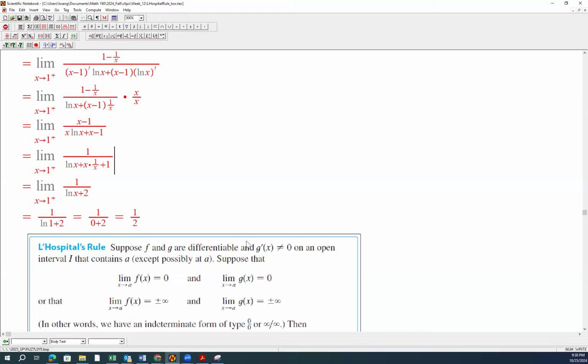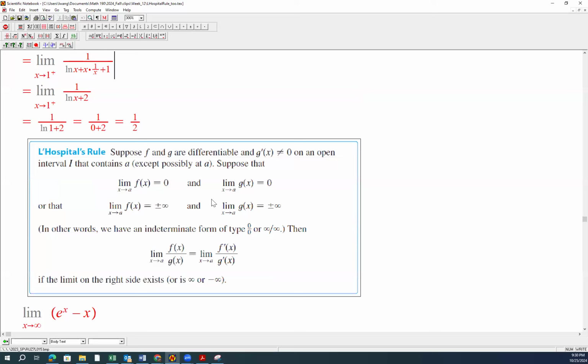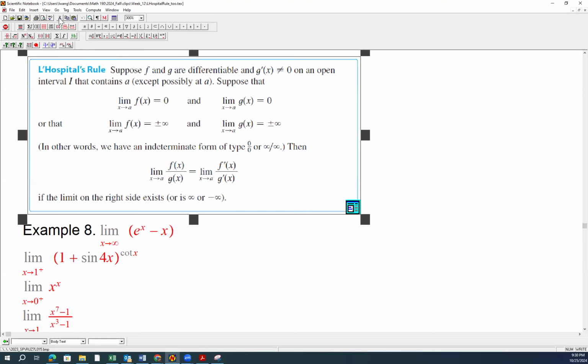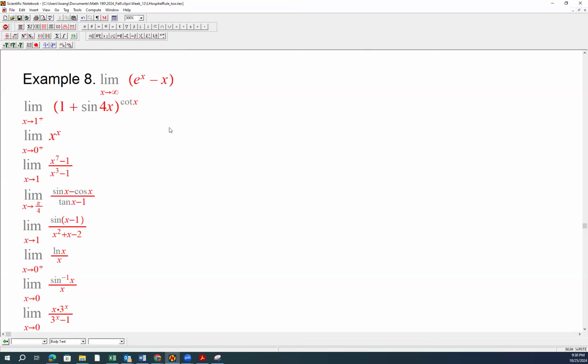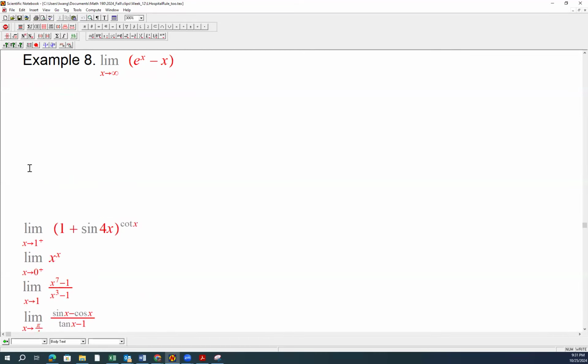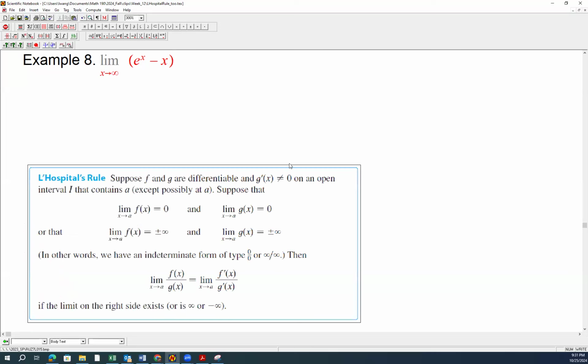So let's look at example number 8. Example number 8 is worth noting because this question, okay, let me get started to explain it to you.